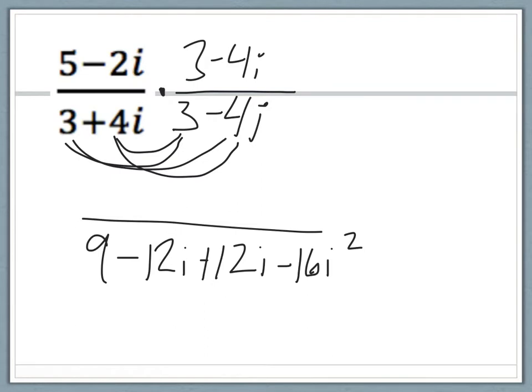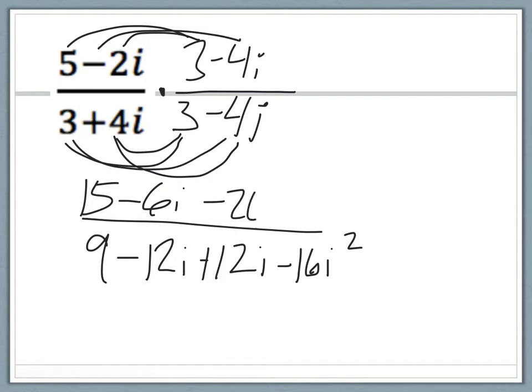Okay. Now let's go ahead and do the top as well. So I have to multiply the top. Let me do 3 times 5, which is 15. Then I can do 3 times -2i, which is -6i. I can do -4i times 5, which is -20i. And then -4i times -2i, which is +8i squared.